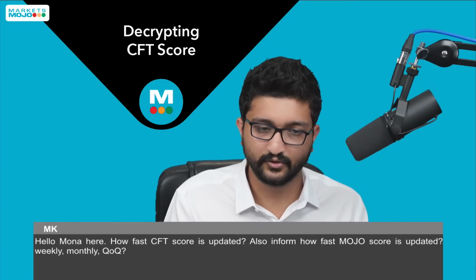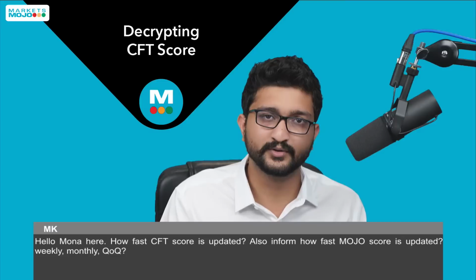I'll have to speak to the team for that. But it's not updated weekly, monthly, or quarter on quarter. It's updated daily. So every day around evening, 6, 7 p.m., this particular Mojo score is updated. But I'll check on how fast the Mojo score is updated. I don't have an idea of that. I'll speak to my team and get back on that.